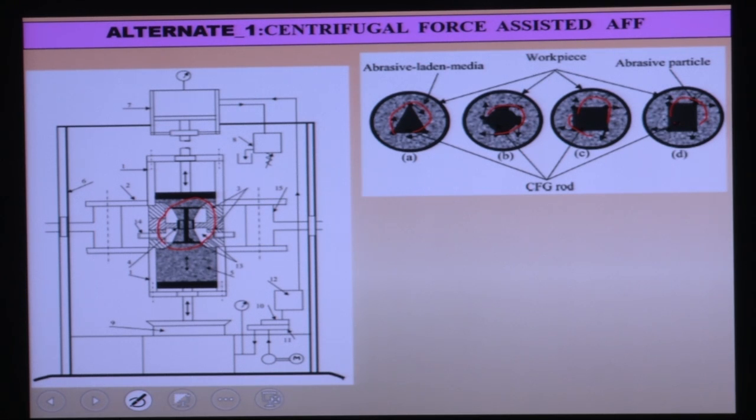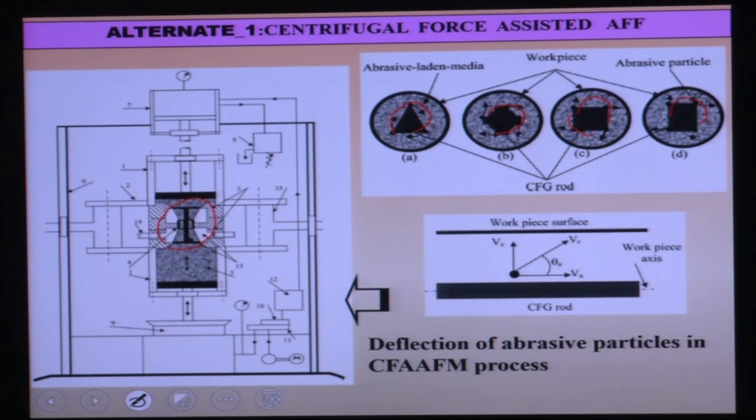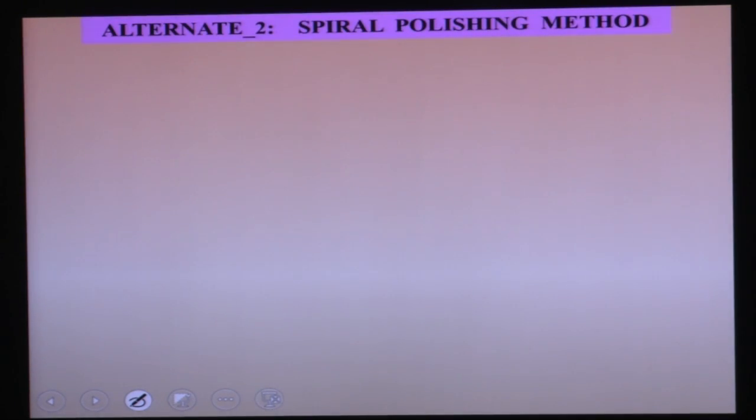These rods rotate with a certain RPM. So this centrifugal force rod rotates with a certain RPM, and at the same time media reciprocating motions are given. So because of this centrifugal force of this rod, what happens? Tangential force is generated. This tangential force acts to remove the surface undulations from the workpiece surface. Okay, so you can see this tangential force is generated which helps in removing surface undulations.